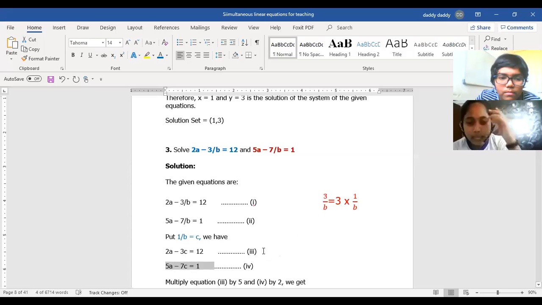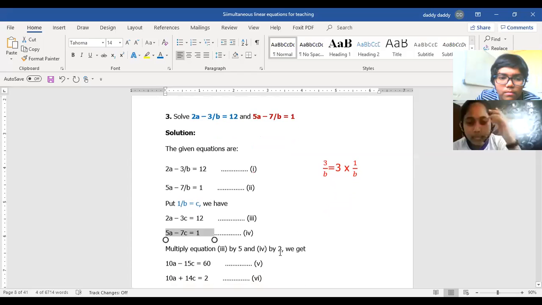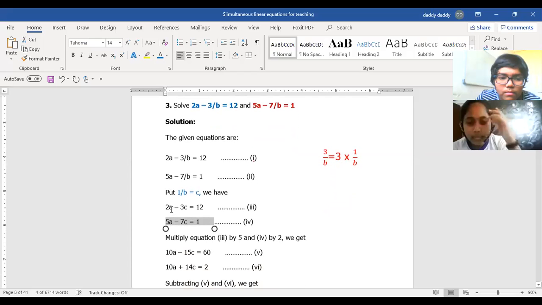Now I will solve it the usual way. I will try to make the numbers attached to a variable same, and then I will try to eliminate a and get the value of c. So I have to somehow make a number same. In the first equation, a is attached with 2, in the second equation, a is attached with 5. So if I multiply complete equation 1 with 5 and complete equation 2 with 2, you have to show this.